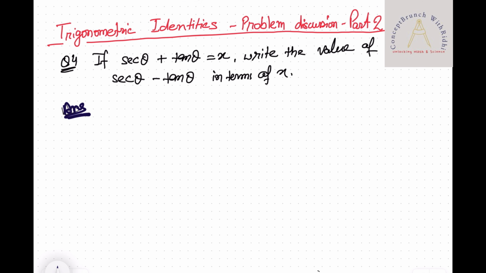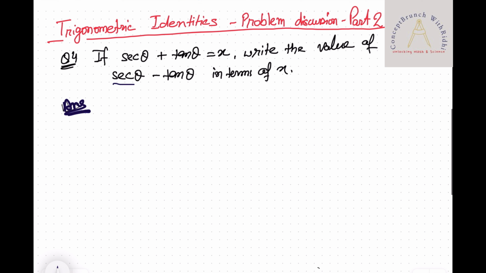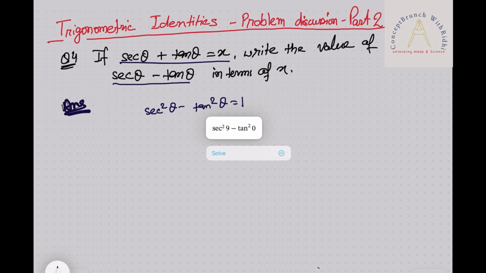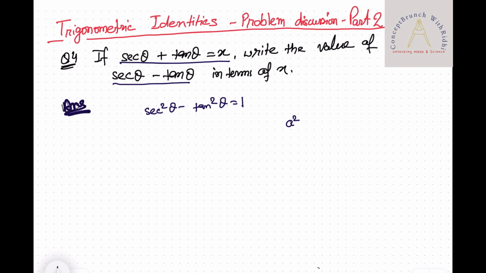Okay. This is our fourth question. In this question, we'll discuss the value of secant theta minus tan theta in terms of x if it is given for you. This is my favorite question. So here the identity we know, secant square theta minus tan square theta, that is equal to 1. Apply the identity a square minus b square. What will be? A plus b times a minus b. So here just write it.